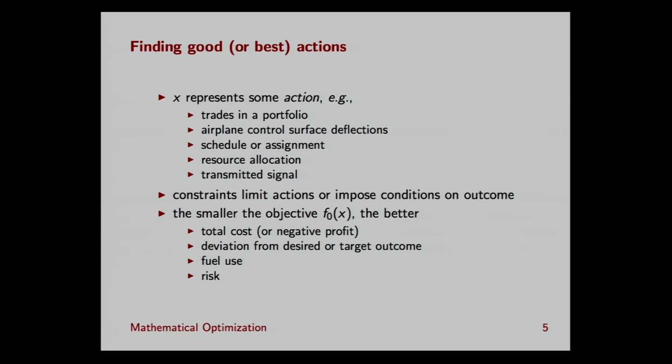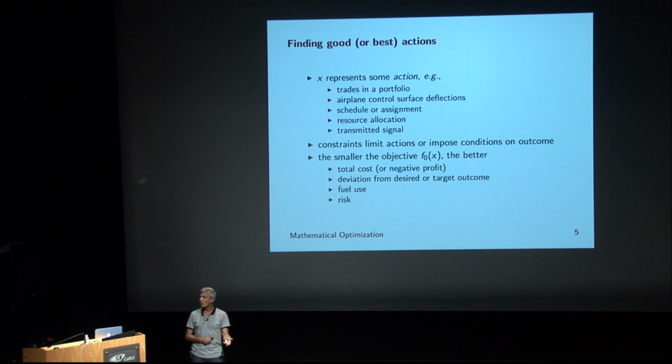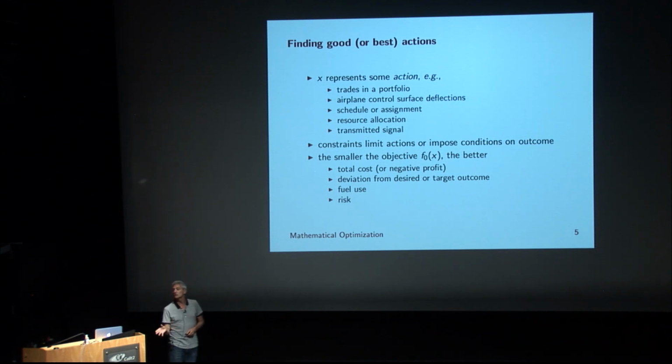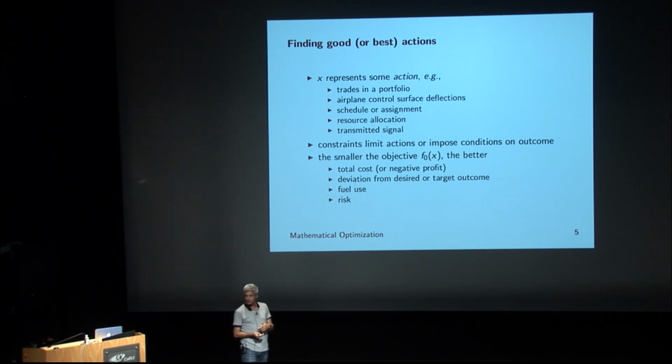X3 could tell you how much of some asset to acquire or something like that. It could tell you that your left inboard aileron should go down 1/10 of a degree in the next 20 milliseconds, for example. So it's something you actually do. It could be a schedule or an assignment, one that tells you which crews should go on which airplanes at which gates and all this kind of stuff, right?